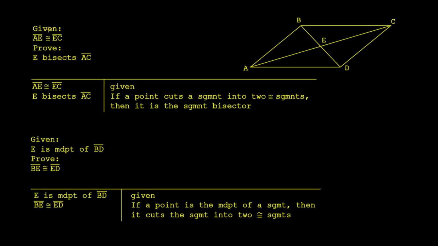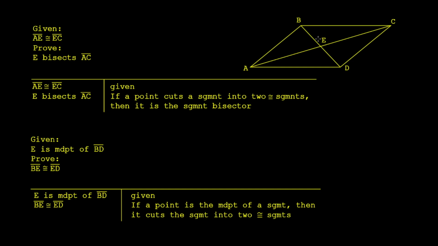You can see here, given AE is congruent to EC, prove E bisects AC. So what we're going to do on the diagram, AE is congruent to EC, AE, EC. Those are congruent. E bisects AC. If a point cuts a segment into two congruent segments, then it is the midpoint. You'll notice the if-then of the theorems. This is a definition, which means it goes both ways. We still say if-then.